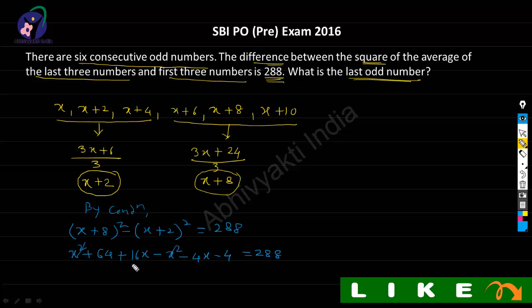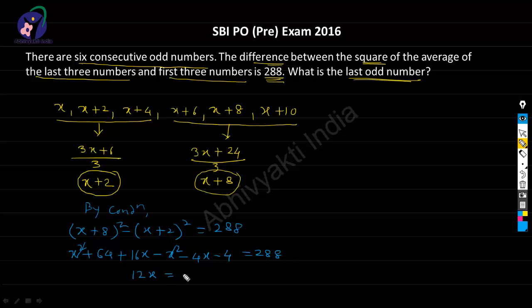x square will get cancelled, 16x minus 4x will be 12x, which is equal to 288 minus 60. Take that 60 to the other side, so it will be 288 minus 60, so that will be 228. So 12x is equal to 228, divided by 12, so x is equal to 19.